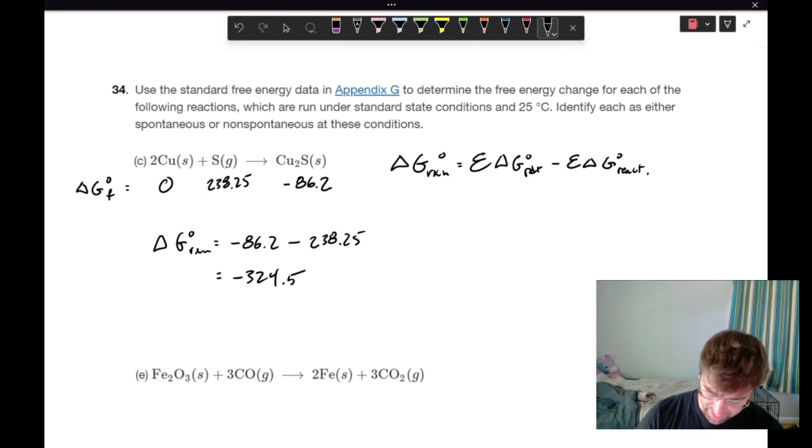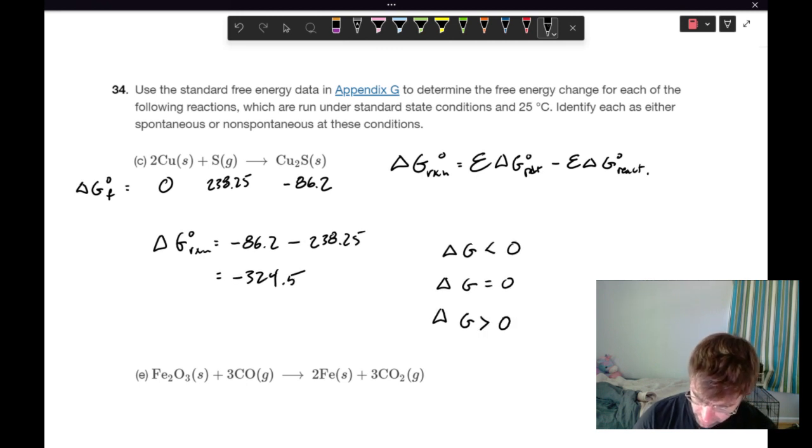Now, here are some rules that you're just going to have to remember, or you can kind of understand based on the relationships. If Gibbs free energy is less than, equal to, or greater than 0: if Gibbs free energy is less than 0, this is a spontaneous reaction. At 0, it's in equilibrium. And if the Gibbs free energy is greater than 0, this is a non-spontaneous reaction.